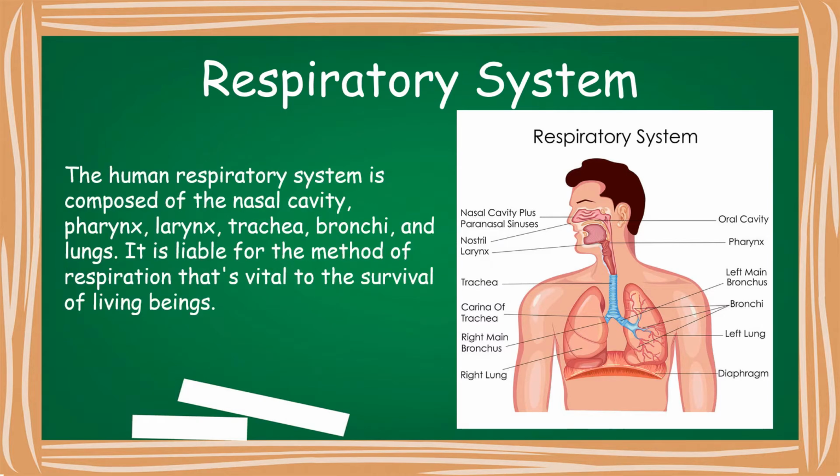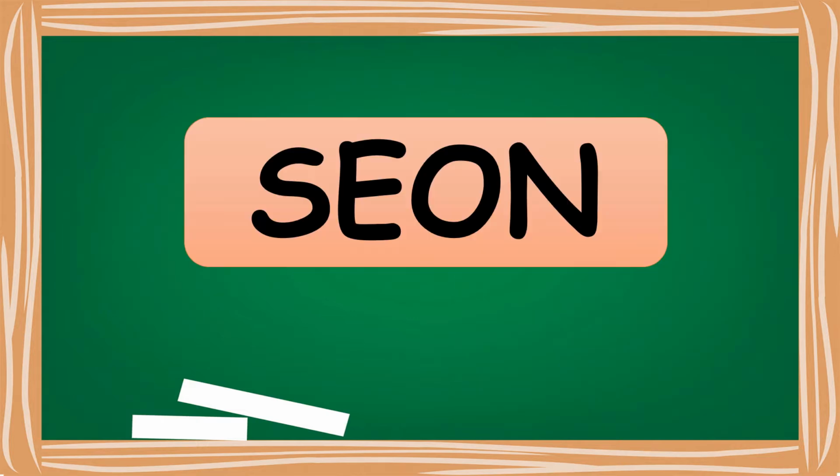The respiratory system is liable for the method of respiration that's vital to the survival of living beings. The respiratory system has different parts. Let us now know the different parts of the respiratory system. I will show you jumbled letters. What you're going to do is identify the meaningful word based on those jumbled letters. Those jumbled letters are the parts of the respiratory system. So let us continue. What do you think is the first part of the respiratory system?